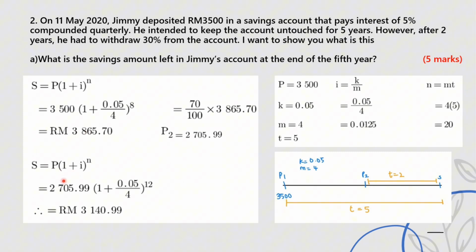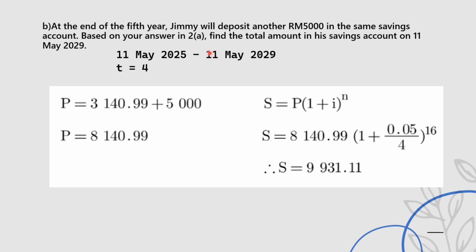The final answer should be RM30,140.99. Next, for question B, based on question A, the T would be 4 years since we count from 2025 until 2029. Then we add 5,000 to get the P and proceed to find S by using the formula S equal P bracket 1 plus I square N. By using the formula, we get RM9,931.11 as the final answer.